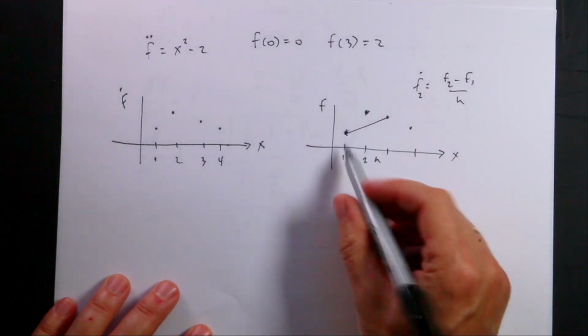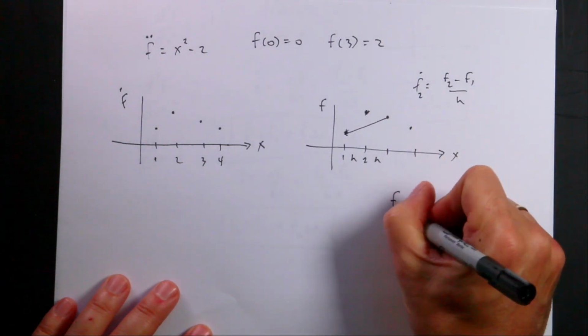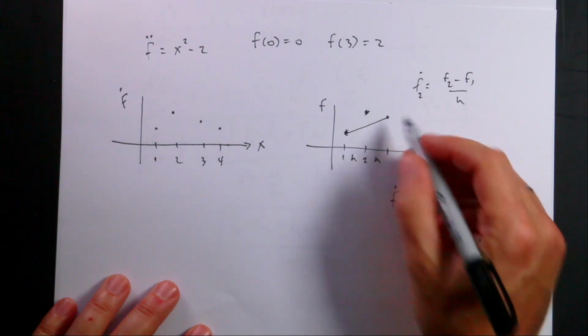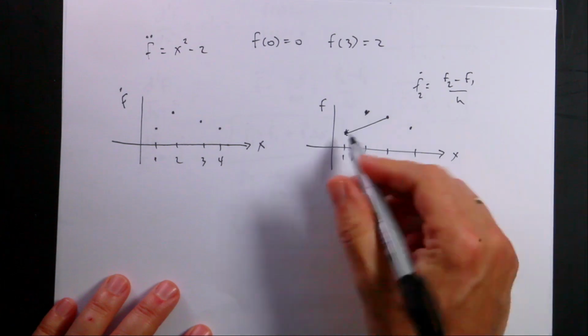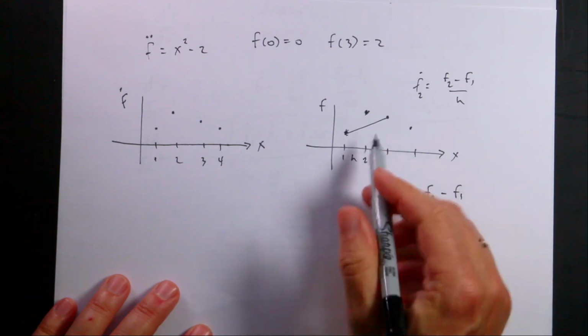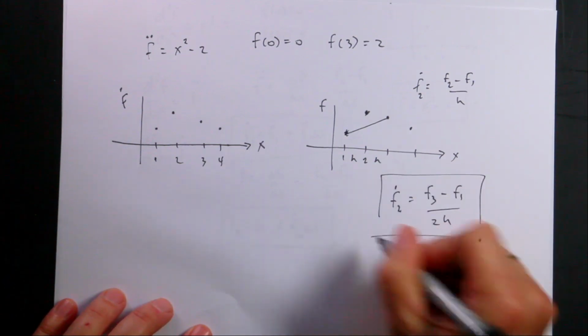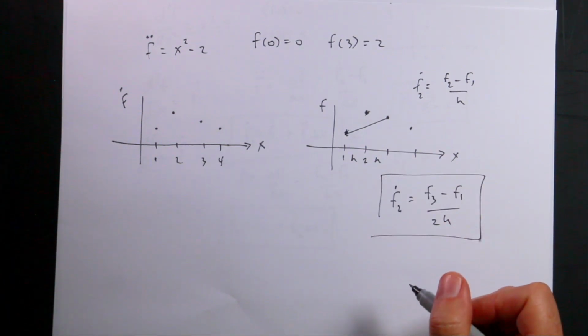If I find the slope from there to there, I can say f2 dot, because then it'll use the number before it and after it. It's going to be the one after it, which is f3, minus the one before it, f1, over this distance, which is going to be 2h. Okay, so that's what I can use for my derivative. I think it's a better derivative.